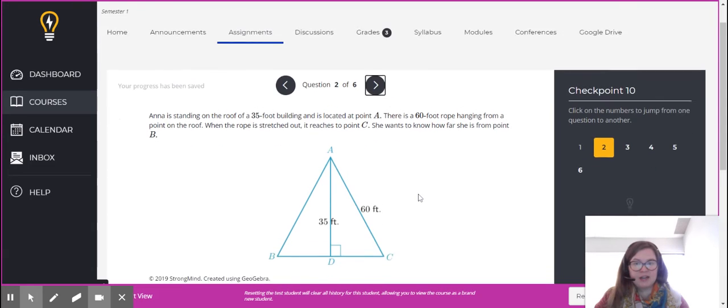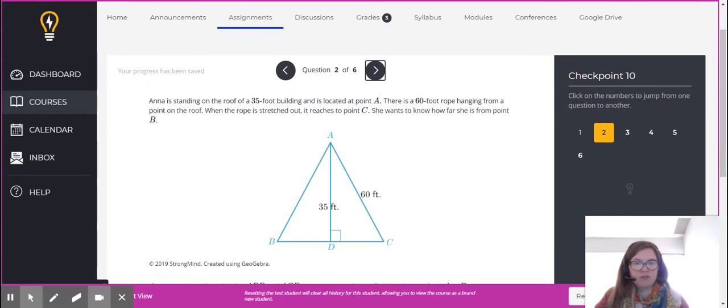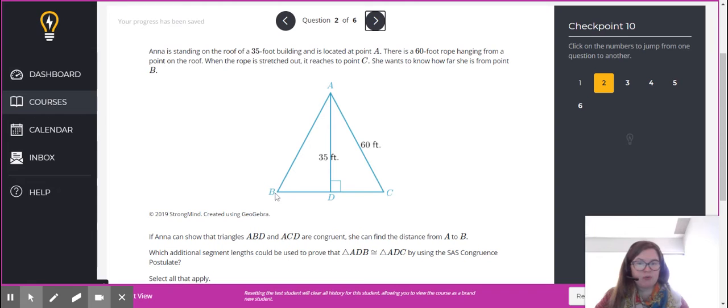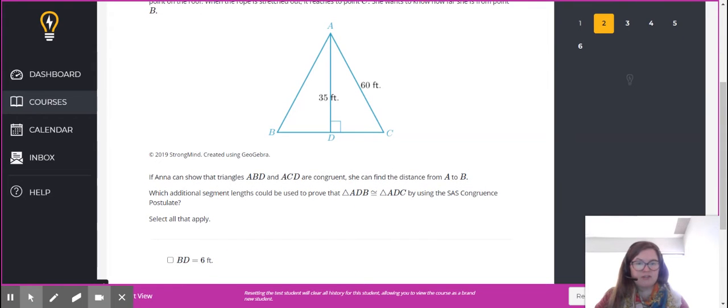Good. And then Anna is standing on the roof of a 34-foot building, and it's located at point A. There's a 60-foot rope hanging from one point. When the rope is stretched out, it reaches point C. She wants to know how far she is from point B. So she's standing on the roof. She wants to know how far that is. So she's saying if she can show that they're congruent, she can find the distance from A to B, which segment lengths could be used to prove that they are the same.